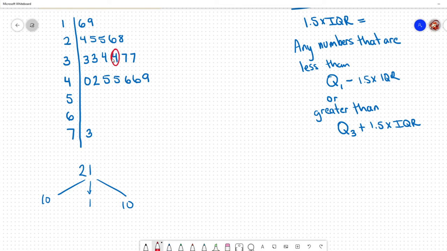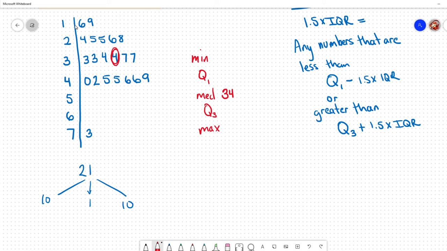34 is our median. That leaves us with 10 numbers in the first group and 10 numbers in the second group.